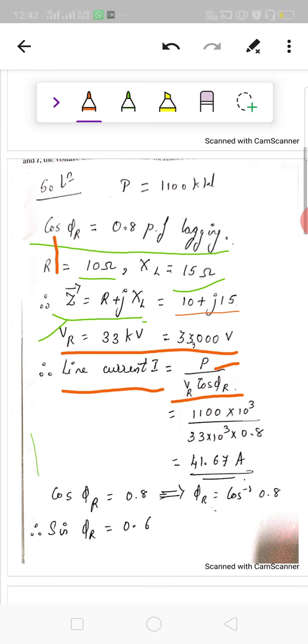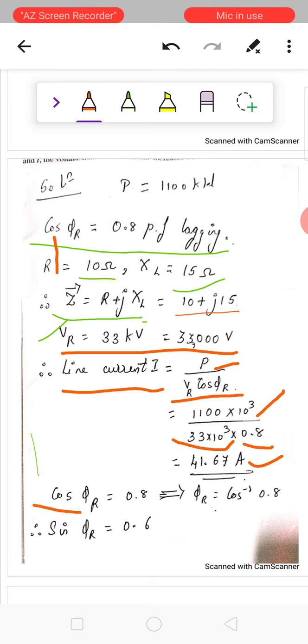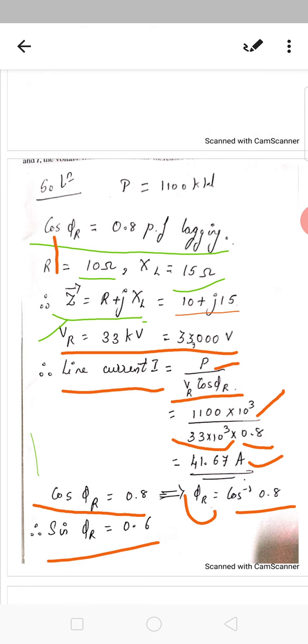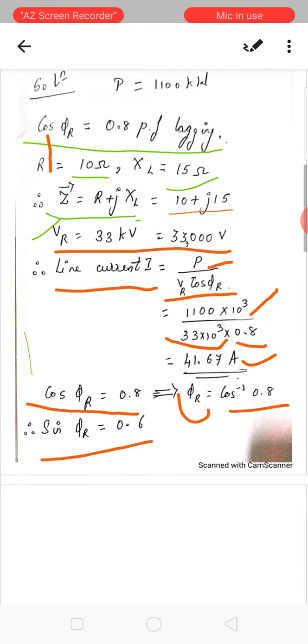P means PR, and PR is given to be 1100 kilowatts. VR is given to be 33 kilovolts and cos phi r is given to be 0.8. So my current is 41.67 amperes. Cos phi r is 0.8, so phase angle phi r would be cos inverse of 0.8, and sin phi r would be 0.6. Clear up till here?